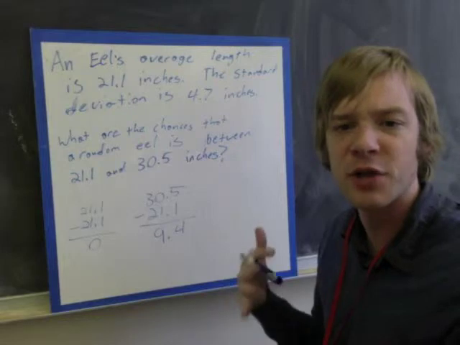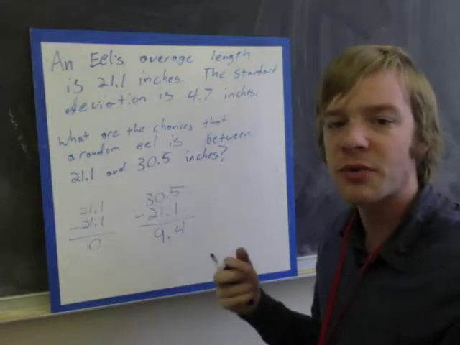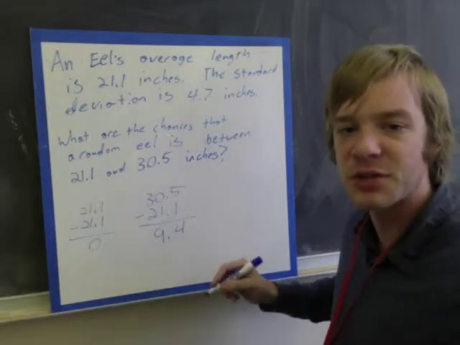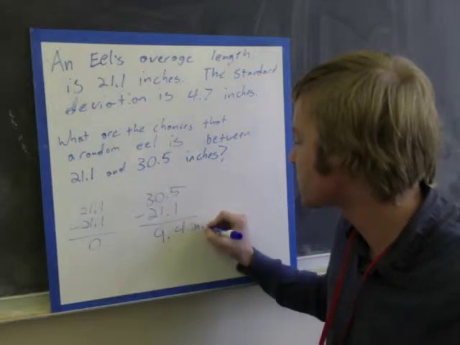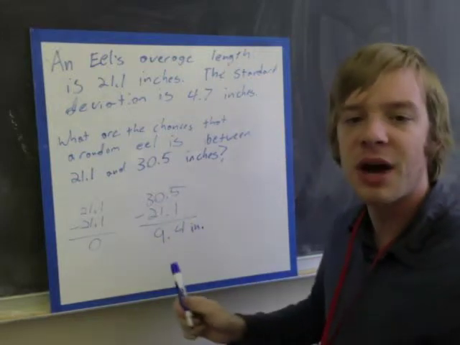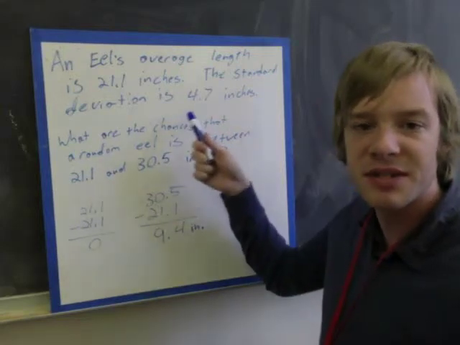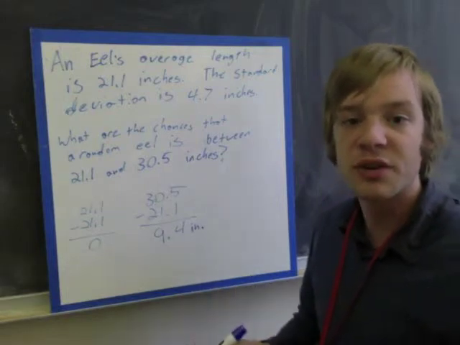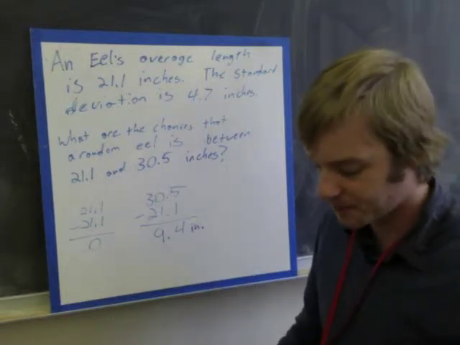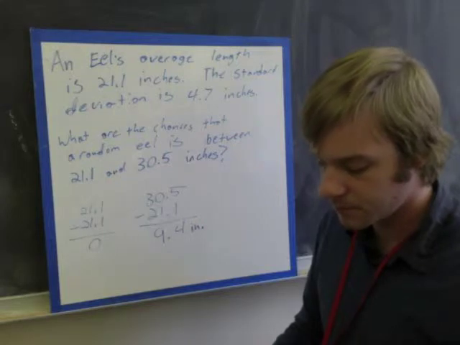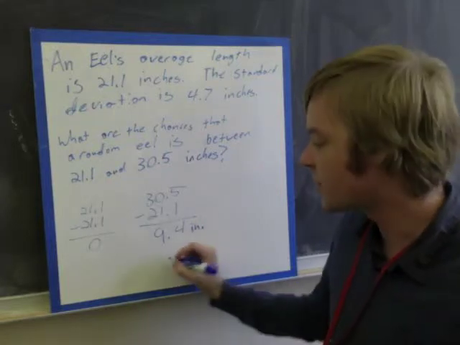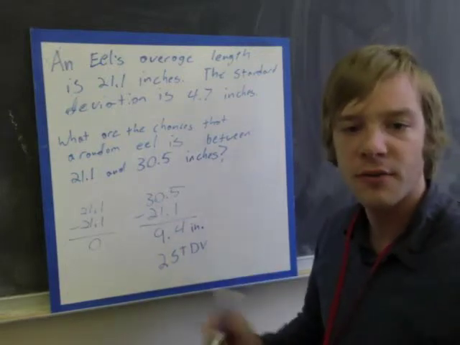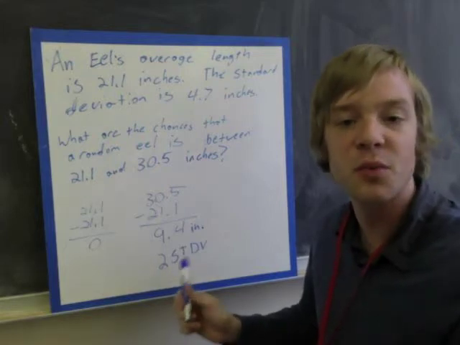But for this calculation, we're not really concerned about the actual inches, we're concerned about the number of standard deviations. So I'm going to label this inches for the moment. But then I want to divide this by the standard deviation right here. So we said that the standard deviation is 4.7. So we're going to divide the 9.4 by 4.7. And this should give us a 2. So we are 2 standard deviations off. Well, this isn't our answer, but this will tell us what we need to look at on our chart.